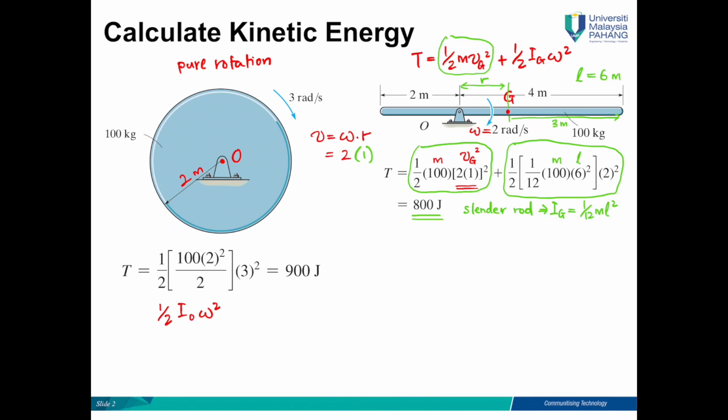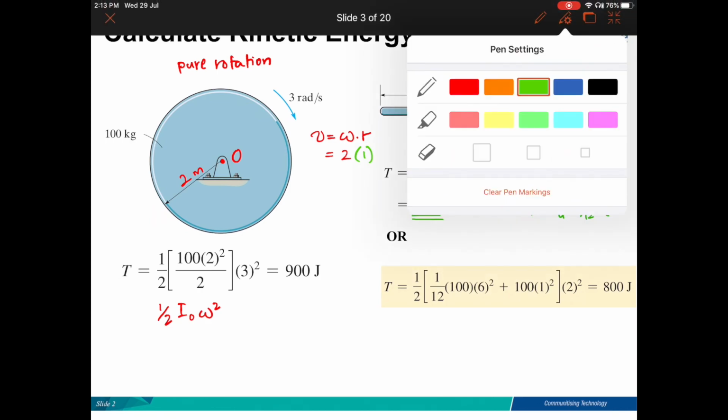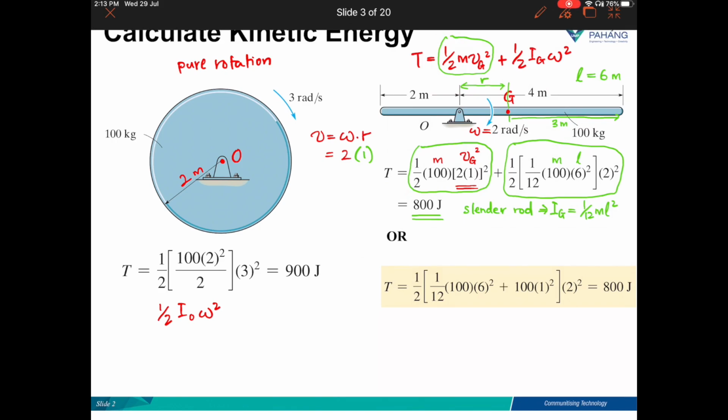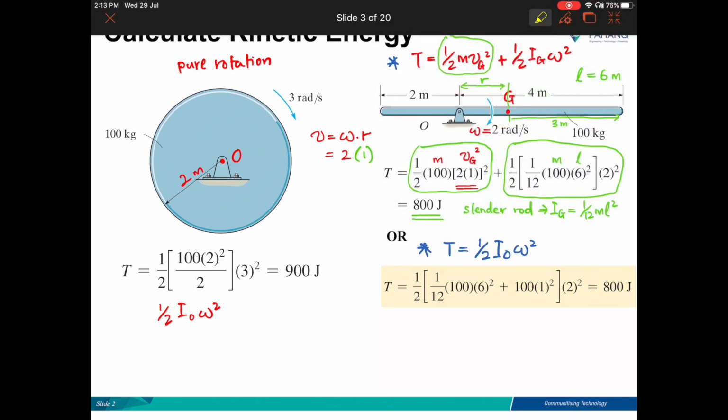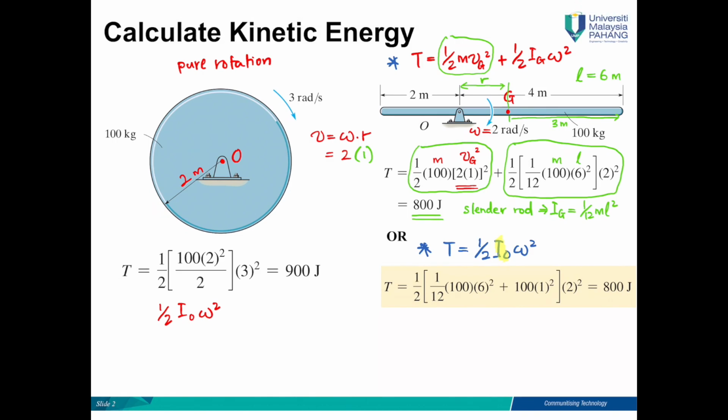use this equation. An alternative to this, you can also use, for example, T is equal to 1/2 Io omega squared. Remember, you can use this, or you can use this, for the case of rotation. So now what you need to know is the value of Io. You need to know what is the value of Io. So Io is basically, I'm going to write it somewhere here.